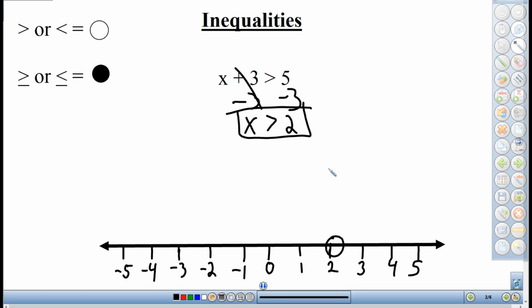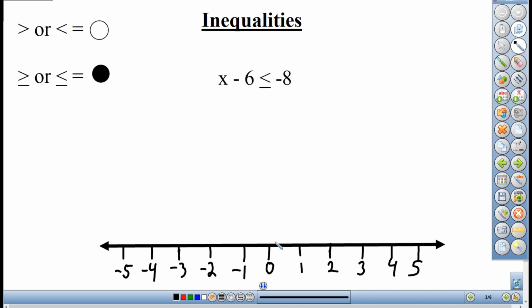So we're going to draw an arrow from that circle going to the right. So all those numbers would be satisfying this inequality. They're all greater than 2. We will use an open circle because 2 is not greater than 2, but we have to start somewhere with our line. So it goes all around 2 but not 2 and moves forward to infinity. Alright, let's look at another example.